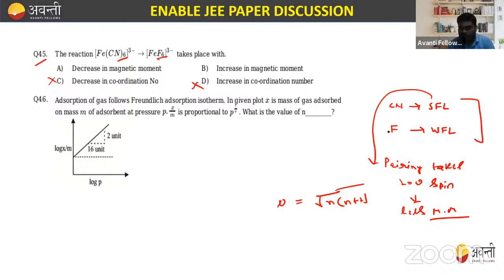But in case of fluorine, that is a weak field ligand, pairing does not take place, and due to this they show high spin. High spin means a greater number of unpaired electrons. As the number of unpaired electrons increases, there is an increase in the magnetic moment. So when the transition takes place from [Fe(CN)6] to [FeF6], there is an increase in the magnetic moment, because the number of unpaired electrons increases, because fluorine is a weak ligand. Now, let's move to the next question, that is question number 46.